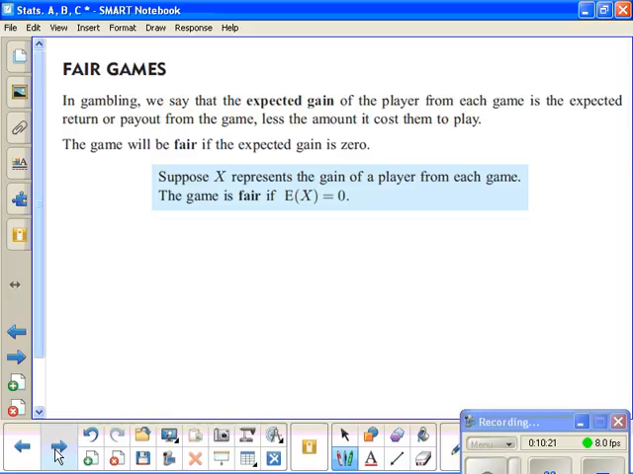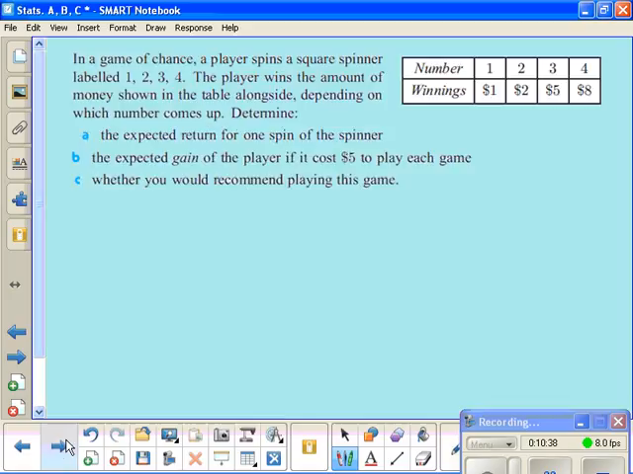Now, remember, if you go to a casino, it's not fair. The casino is going to win more often than the player. That's how Las Vegas survived and how Las Vegas grew, is because people gamble and the games are not fair. And we can determine whether a game is fair mathematically.